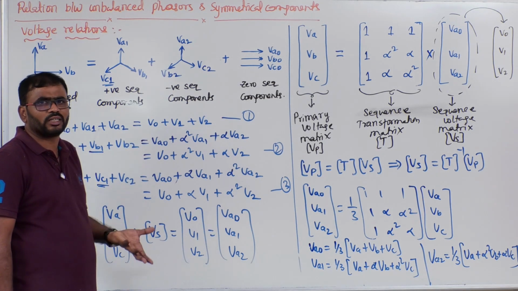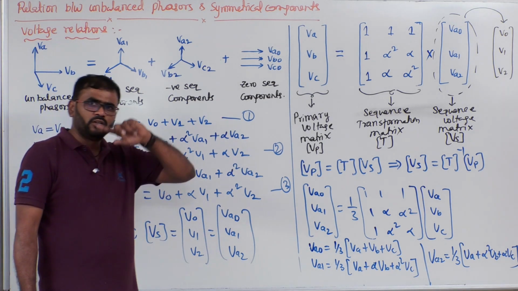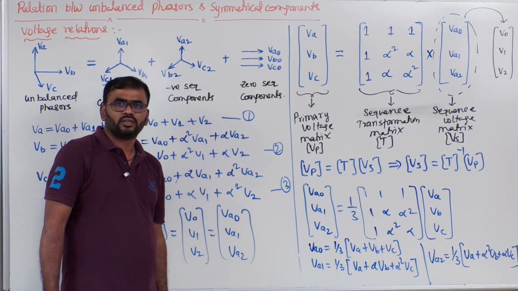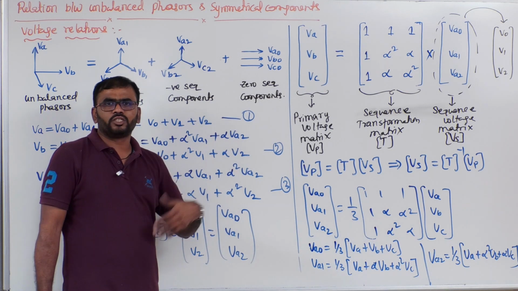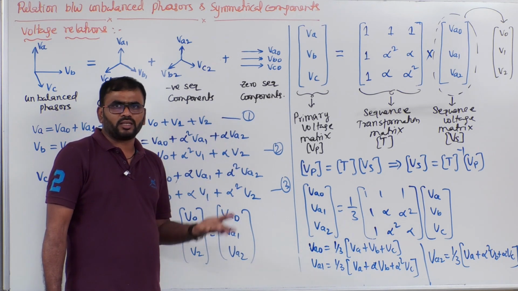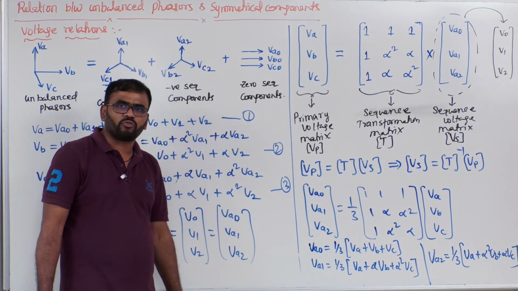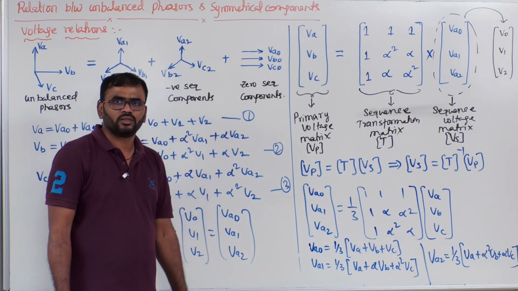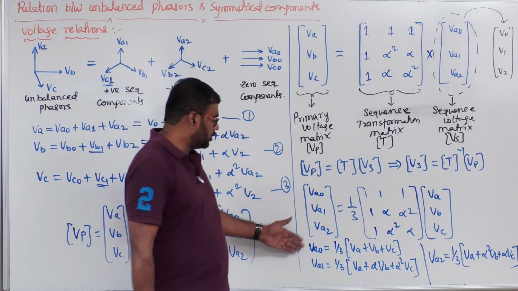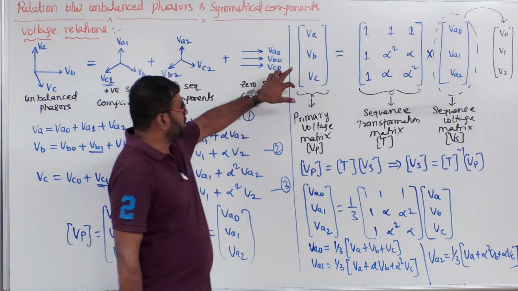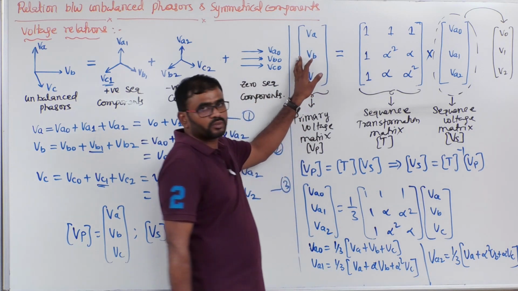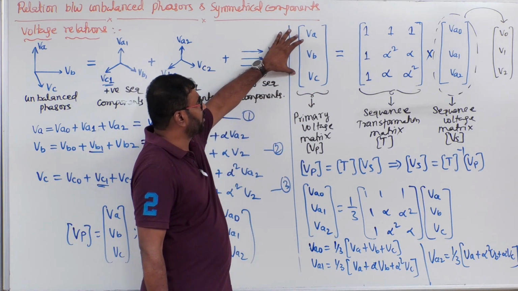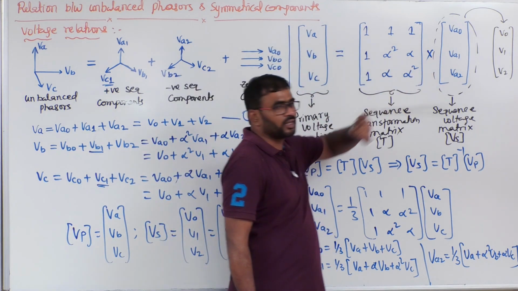The only thing you need to understand here: positive sequence means we have the same sequence as that of the original phasors. Negative sequence means opposite. Zero sequence means all vectors are equal in magnitude and they are not phase displaced by any angle. So that means they are always in phase. So that's about the relation between symmetrical components and unbalanced phasors.